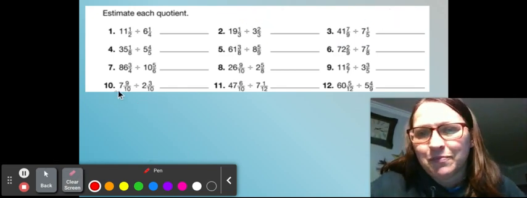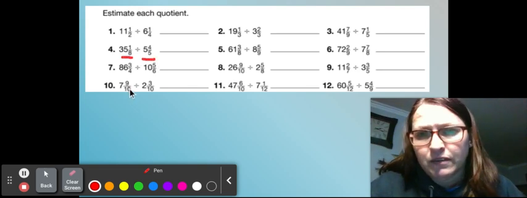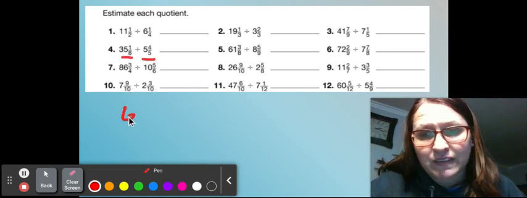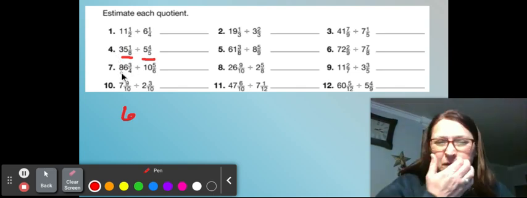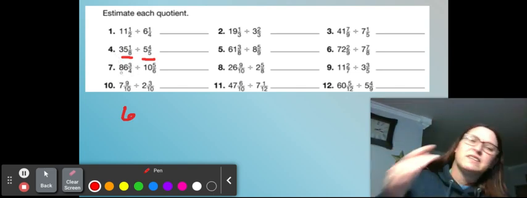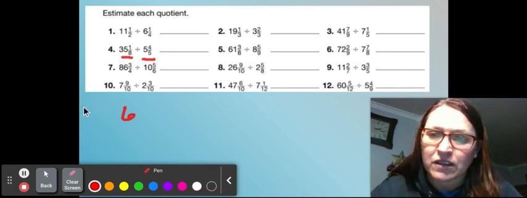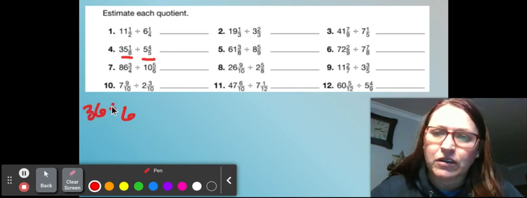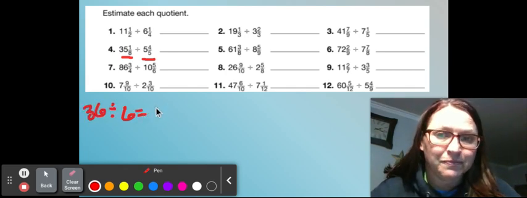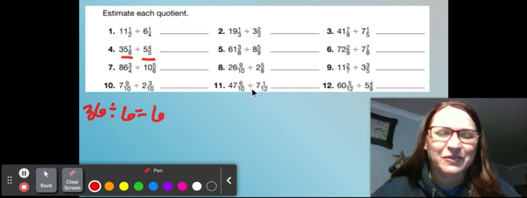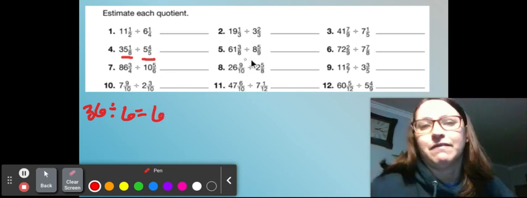Let's look at number 4. 35 and 1/8 and 5 and 4/5. Well, 5 and 4/5 is close to 6. And I'm looking at 35 and 1/8 and thinking, what does 6 go into that's close? And 6 goes into 36. So I'm going to do 36 divided by 6 equals 6. Perfect.